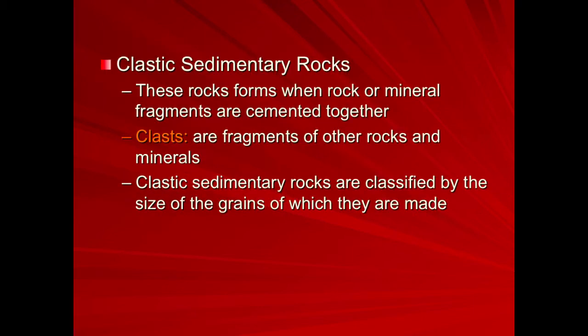Clastic sedimentary rocks are formed when rocks and minerals are fragmented or cemented together. Clastic means fragments of other rocks and minerals. So pretty much in a clastic sedimentary rock, you're going to see big chunks and pieces of other rocks and materials cemented together. So when you think of cement, cement is a classic clastic sedimentary rock. They are normally classified even further by the size of the grains of which they're made.